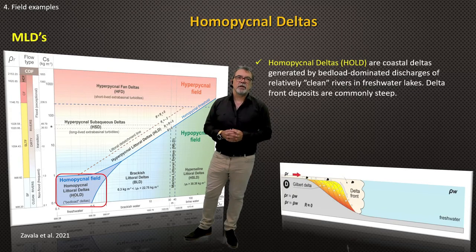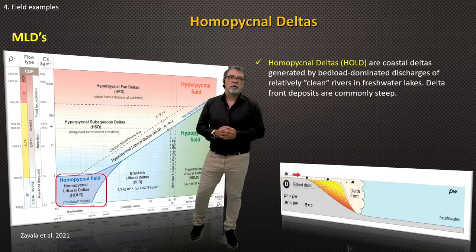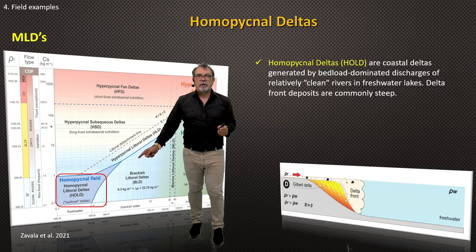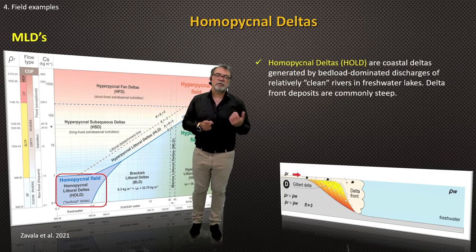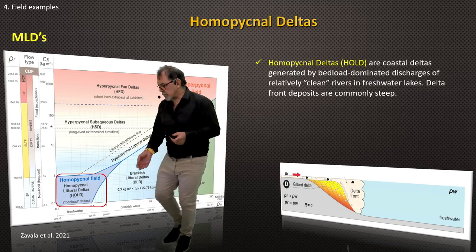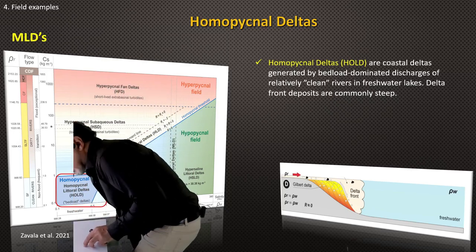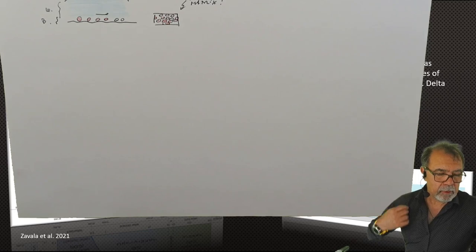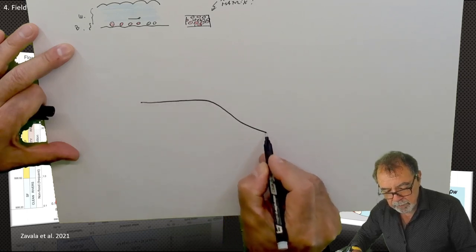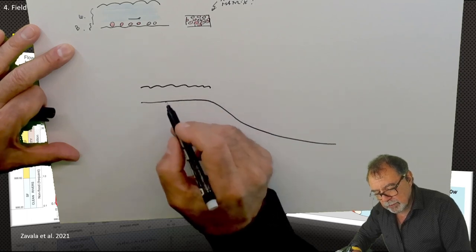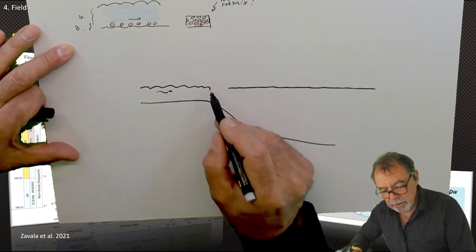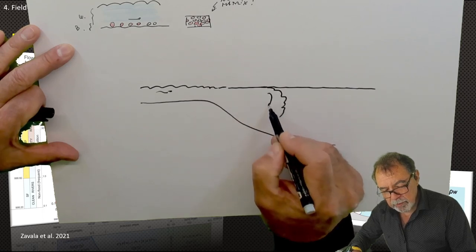Okay, we are going to continue now showing some examples of homopycnal deltas. You know, homopycnal deltas form exclusively in lakes, in freshwater lakes. So for this we are going to move to another basin. Just to remember, in homopycnal flow the density is the same. So the density of the fluvial discharge is the same as the water in the reservoir. So the entire plume collapses here.